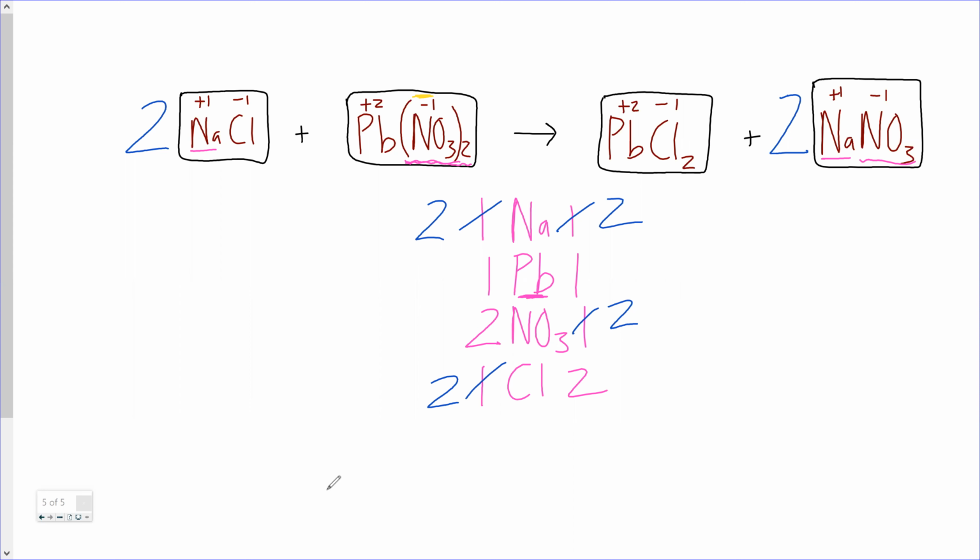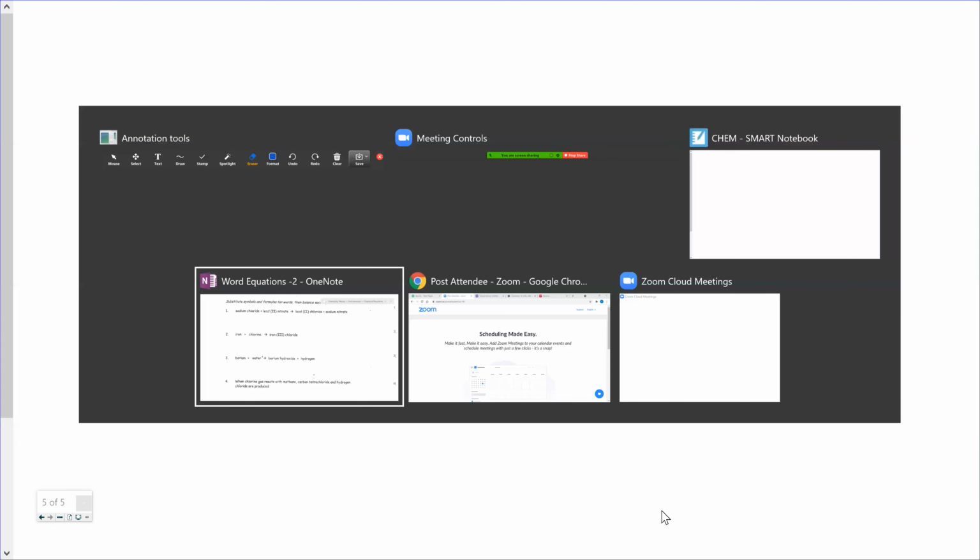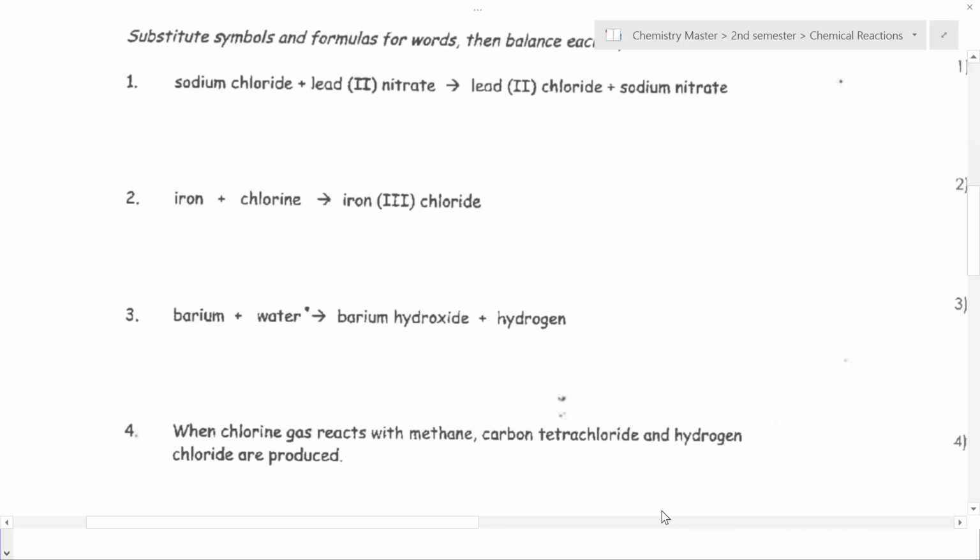All right, so now let's go to number 2. Ready? I'm going to clear my drawings and go back to number 2. Iron plus chlorine yields or produces iron 3 chloride.